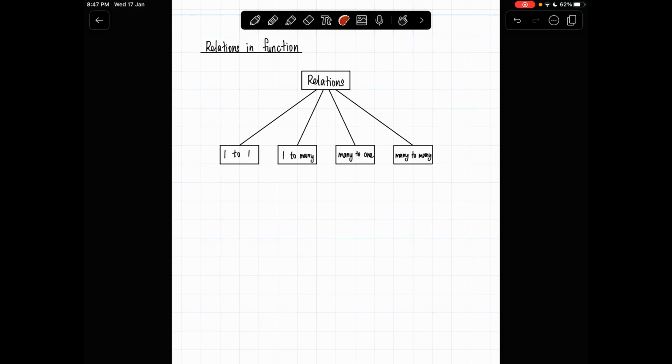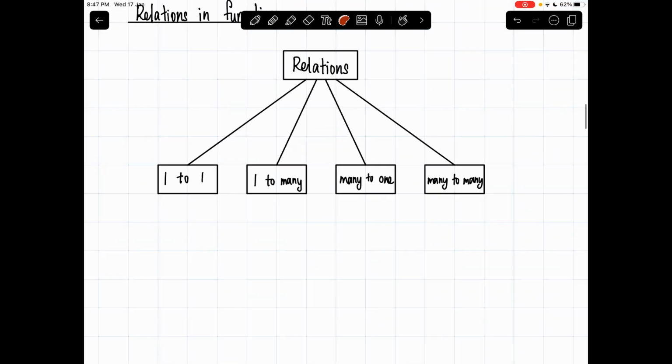In this video, we are going to cover relations in function. Relations is not particularly well covered in your textbooks, but I think it's important to make this distinction so that moving forward you will be able to understand it better. We have four relations: one-to-one, one-to-many, many-to-one, and many-to-many. All of these four are the relations possible inside a function or a graph.